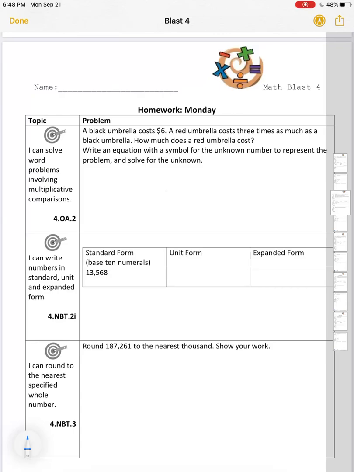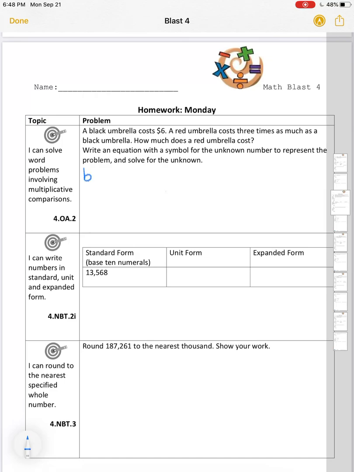Math Blast 4. I can solve word problems involving multiplicative comparisons. A black umbrella costs $6. A red umbrella costs 3 times as much as a black umbrella. How much does a red umbrella cost? Write an equation with a symbol for the unknown number to represent the problem and solve for the unknown.